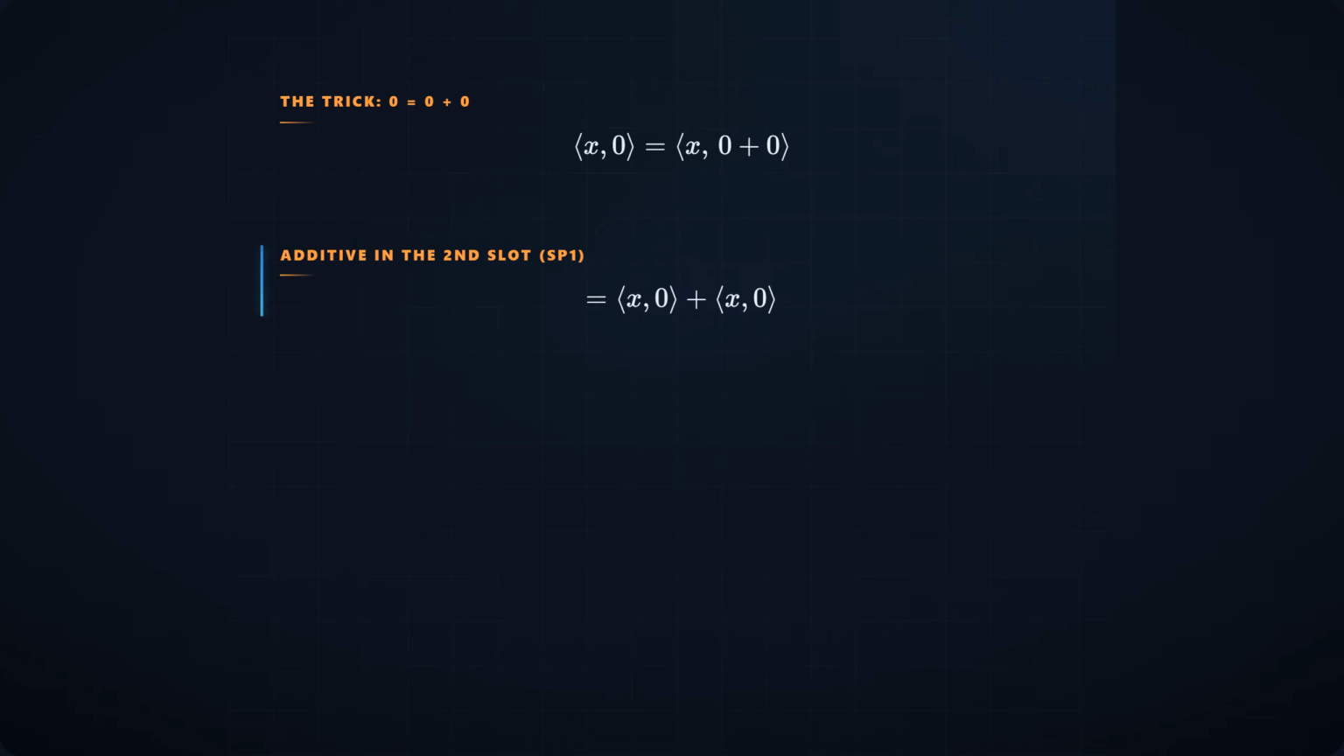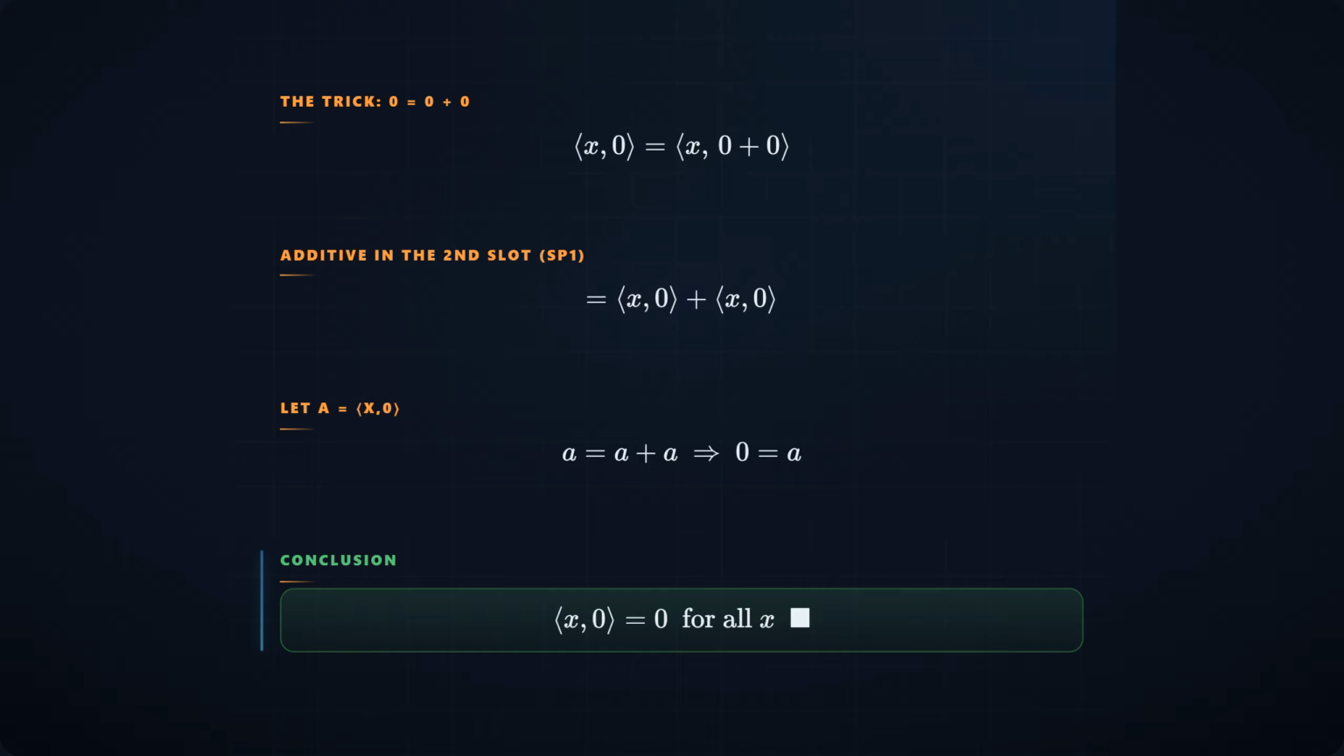Apply bilinearity. The product splits over that sum. So the product of x with 0 equals itself plus itself. Name it, call the number a. We've shown it equals a plus a. Subtract it from both sides, and it is 0. Therefore, the product of x with the zero vector is 0 for every x. No components, no matrix, just the axioms. This move, writing 0 as 0 plus 0, is one you'll reuse constantly.